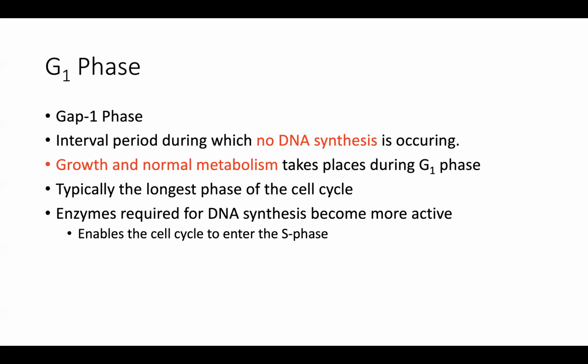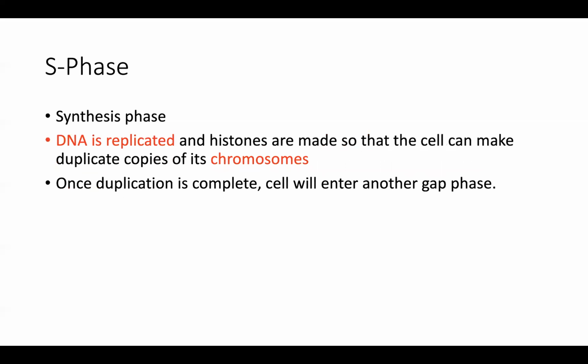The next step is going to be S phase, which is the synthesis phase. Synthesis means to make, all right? We're going to synthesize or create more DNA. S phase is synthesis. During this phase, DNA is replicated, right? Histones are made so that the cell can make or duplicate copies of the chromosomes that are present, right?